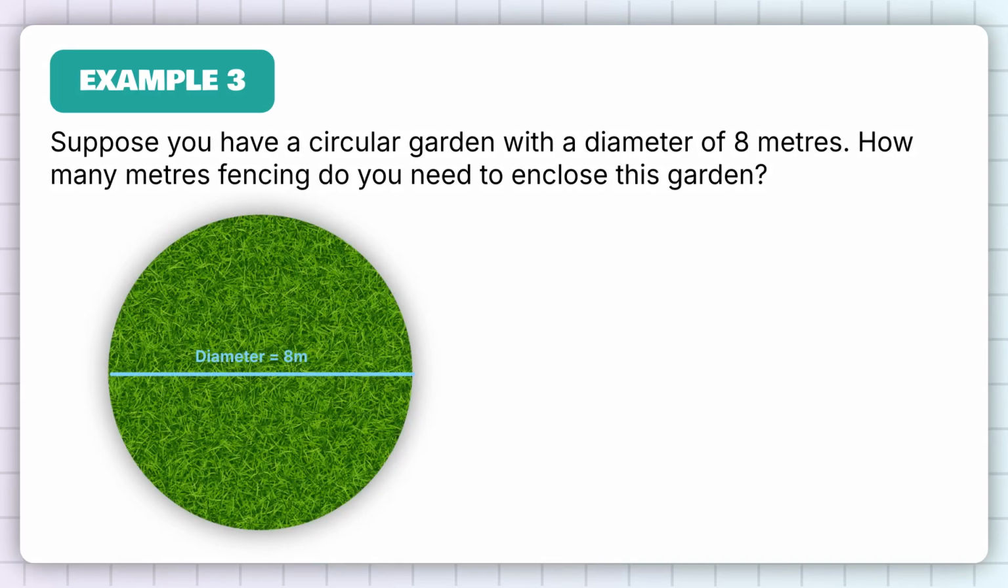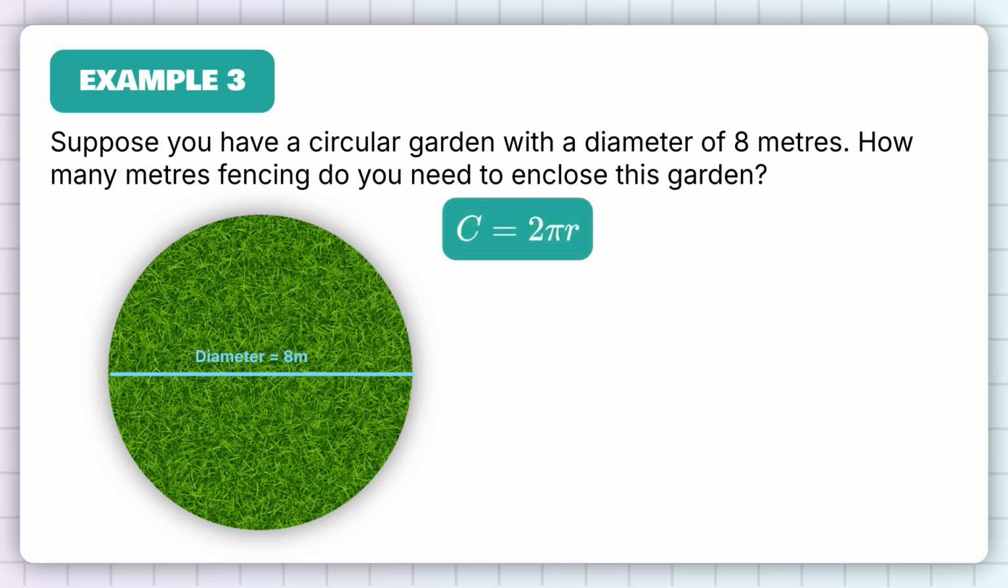Finally, let's apply what we've learned to a more practical example. Suppose you have a circular garden with a diameter of 8 meters, and you want to find out how much fencing you need to enclose it. To find out how much fencing we need to enclose the garden, we need to calculate the circumference.